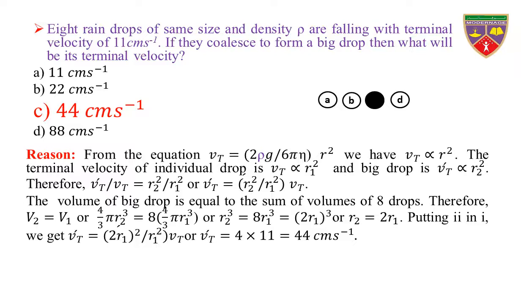Putting equation 2 in equation 1, we get V't is equal to 2 R1 whole square divided by R1 square into Vt, or V't is equal to 4 into 11, which is equal to 44 centimeters per second. Hence, the terminal velocity is 44 centimeters per second.